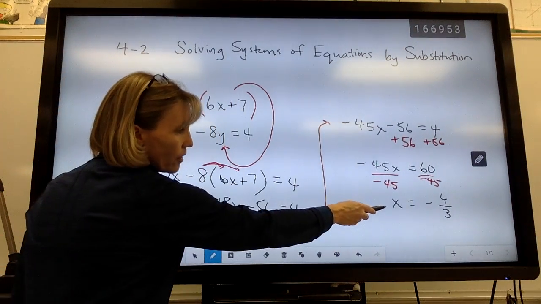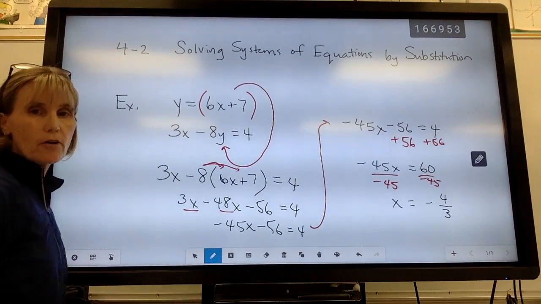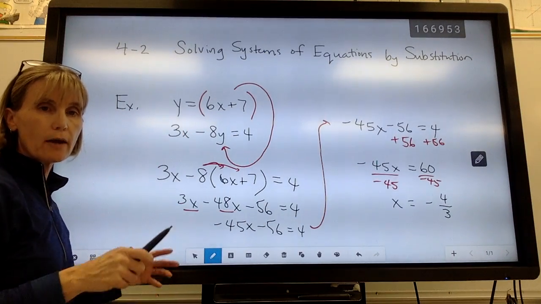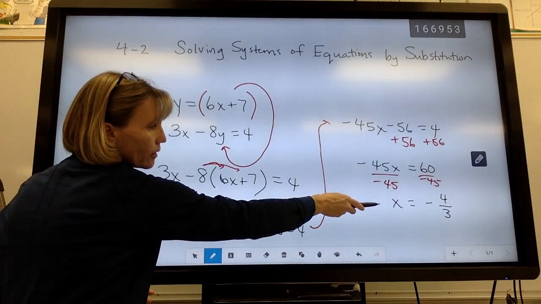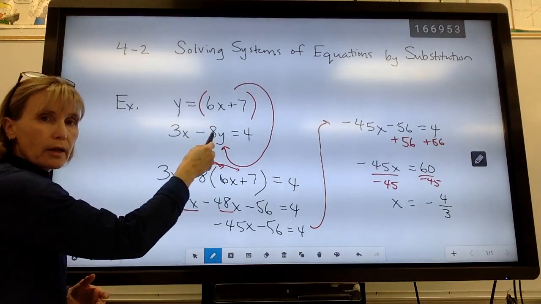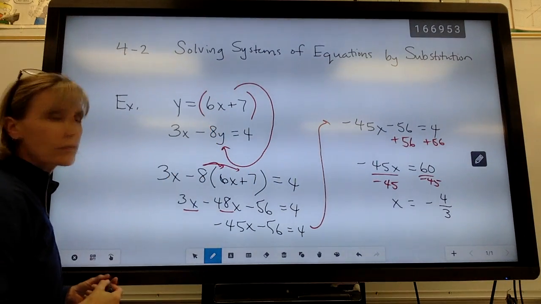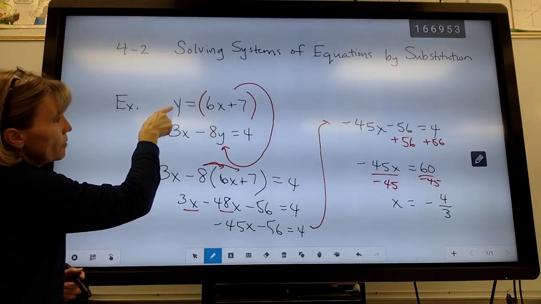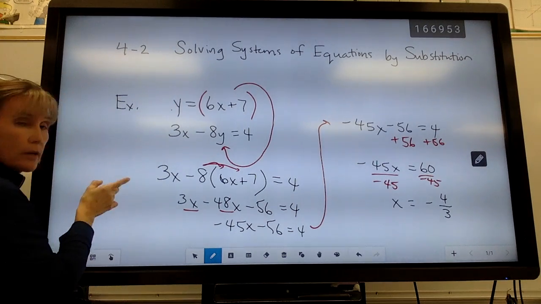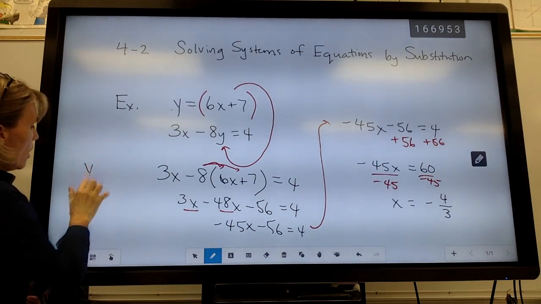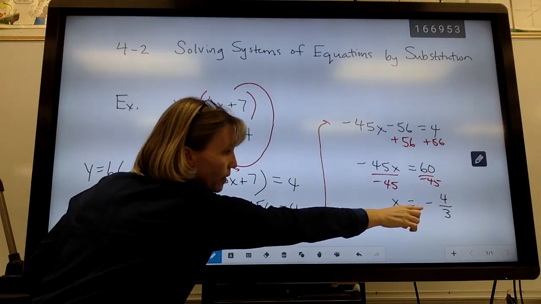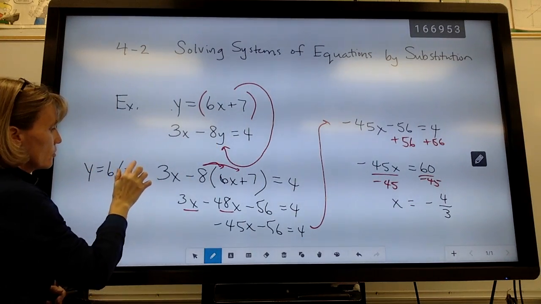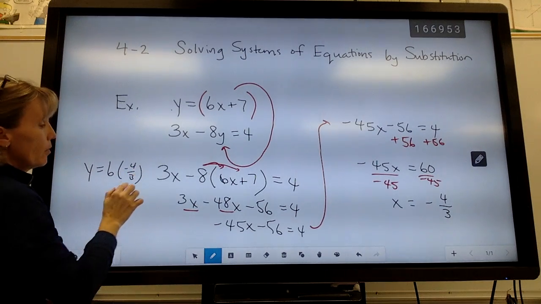Okay? Now that I've found x, I've got to plug it in and figure out y. Remember, in the graphing, we had an ordered pair for an answer. We had an x value and a y value. We have now calculated our x value. We've got to go back and plug it in to find our y value. And the easiest place to plug in is up here where it says y equals. So I'm going to say y equals 6 times my x value. Well, my x value was a negative 4/3, plus 7.